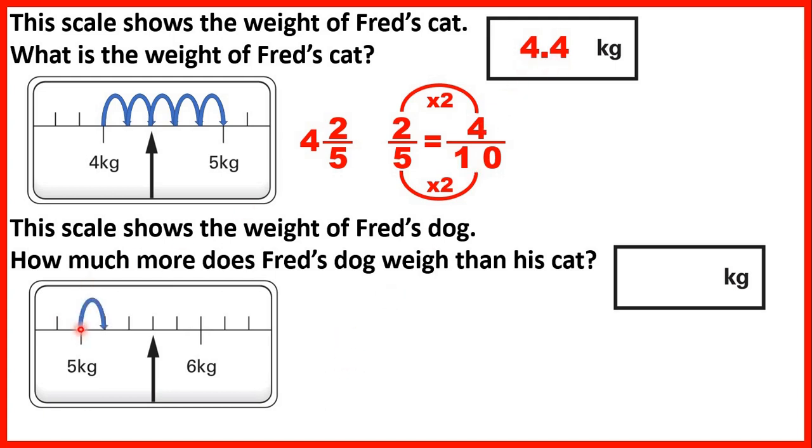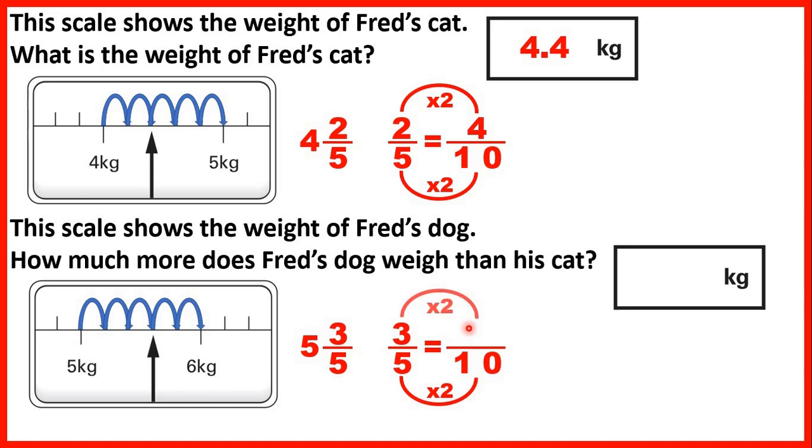Now here, again, we have 1, 2, 3, 4, 5. So because it's 3 lines after 5, we have 5 and 3/5, because it's the third line, but we have 5 lines altogether to get from 1 kilogram to the next kilogram. Again, we can convert 3/5 into tenths. That's equivalent to 6 tenths. So because we have 5 kilograms and 6 tenths, we have 5.6 kilograms.